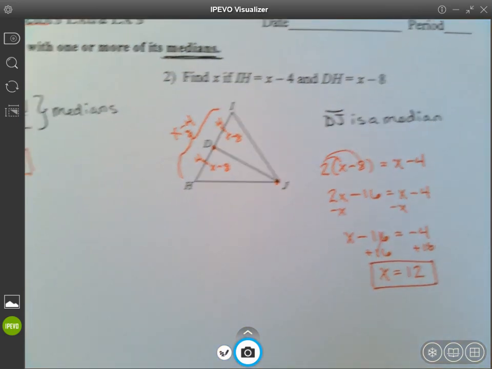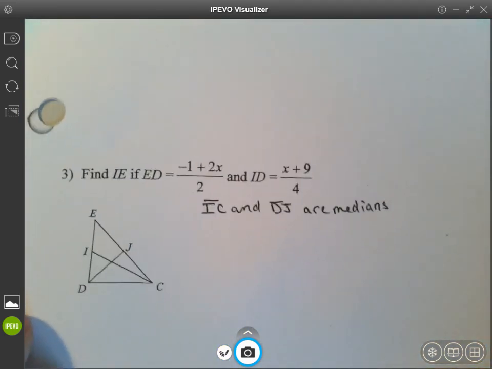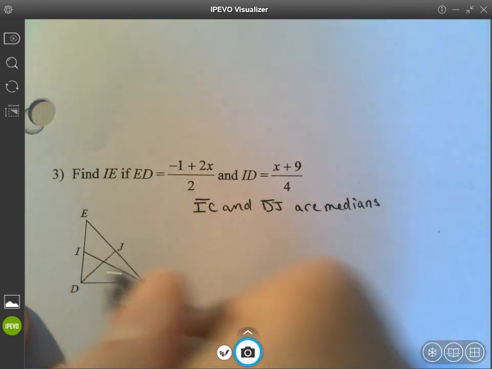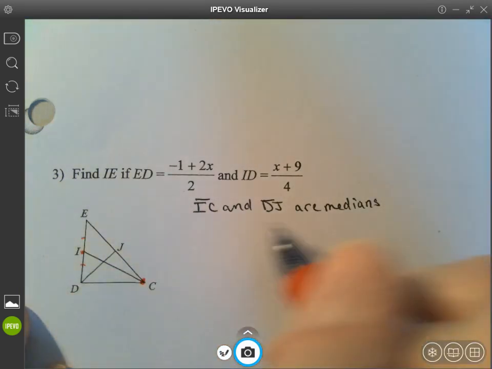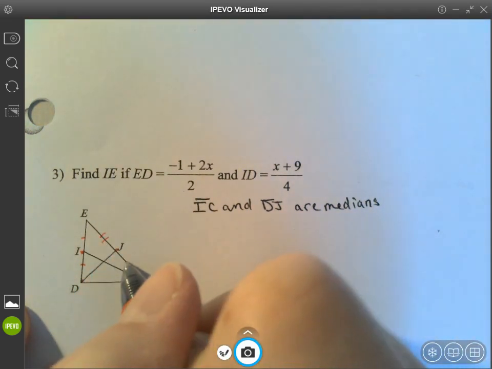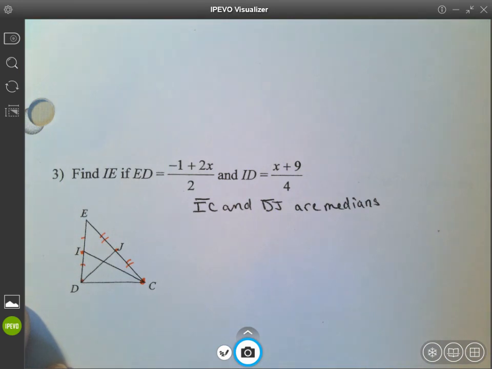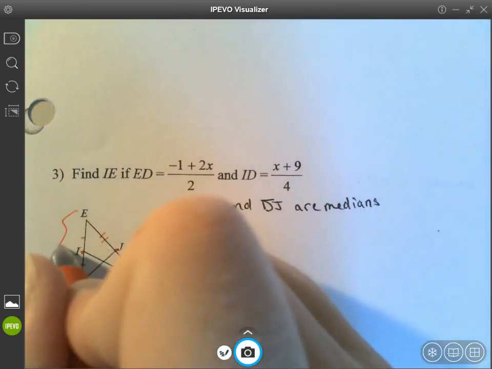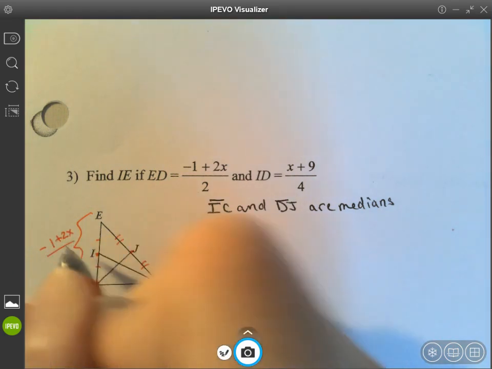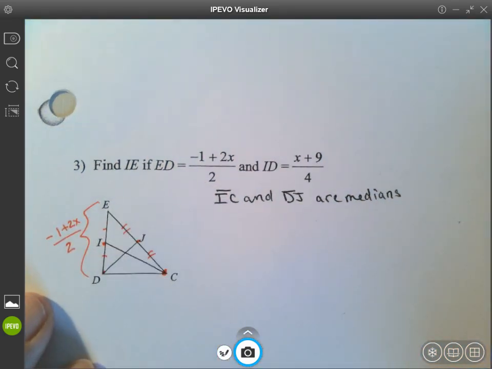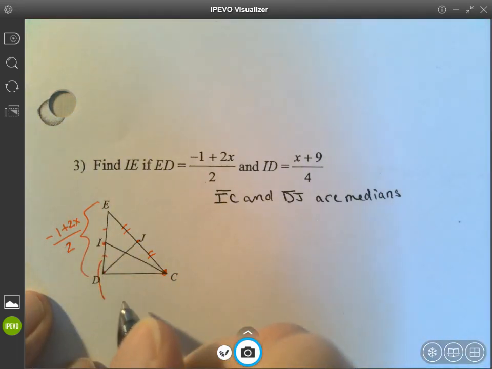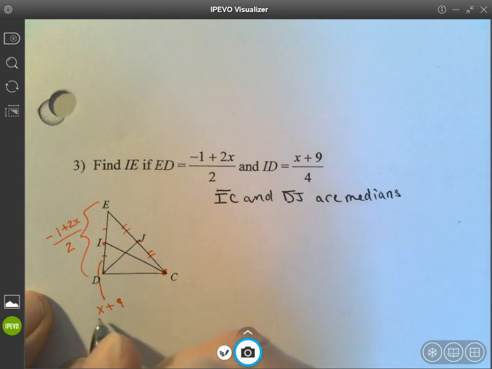With that problem. Okay, now the next one, it says find IC. Right here to the midpoint. There it is, a median. And D to J is also a median. Now, it tells me the ED, the whole thing, is negative 1 plus 2x, all over 2. All right, this is a little messy. And it tells me ID, this little piece, is x plus 9 over 4.